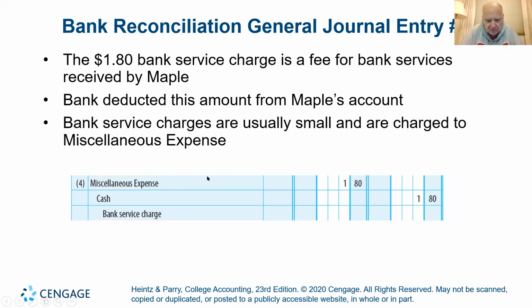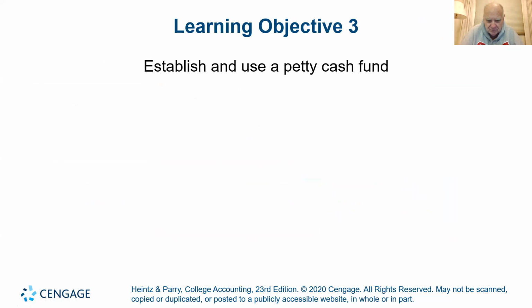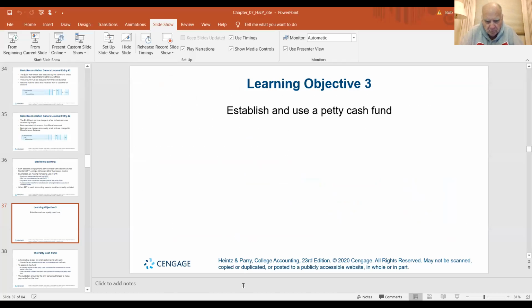And then they put this $1.80 into miscellaneous expense. This could have been called bank service fees or something, okay? Electronic banking, I'm not too interested in that, okay? Now, what I would like to do is take you through one more bank reconciliation presentation. So let me see if I can find this.